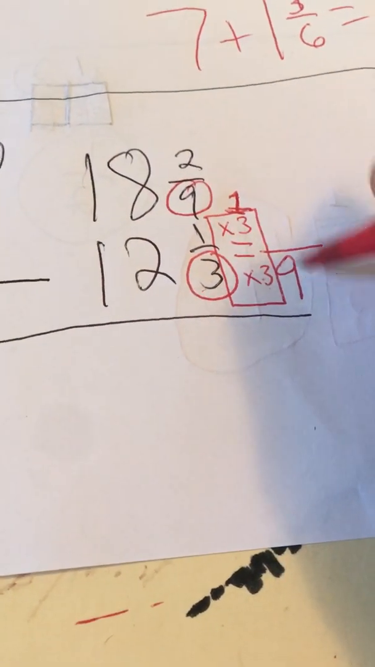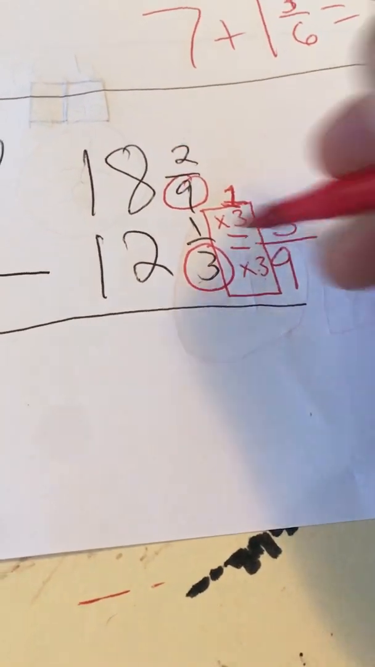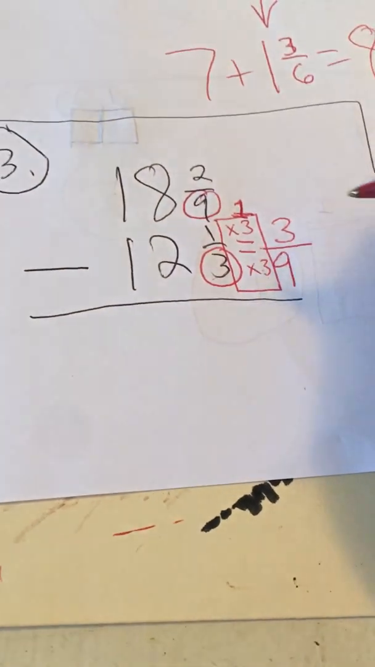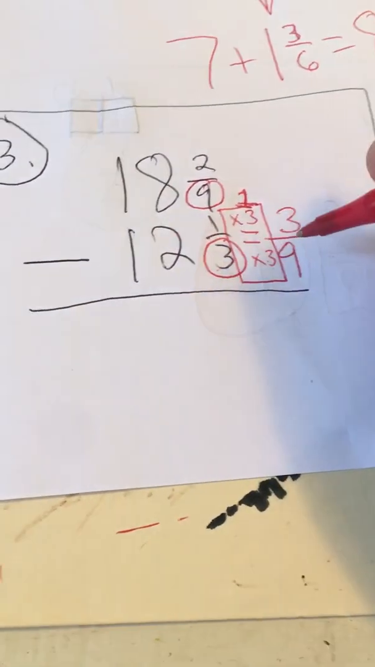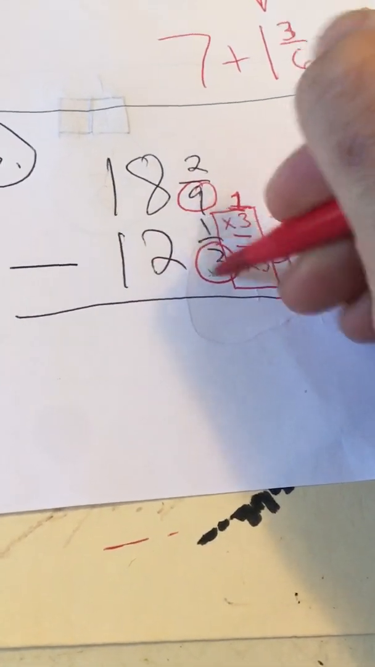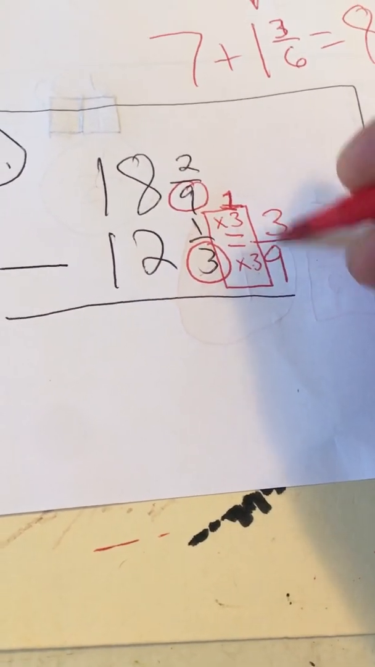So 3 times 3 was 9, and 1 times 3 is 3. So 1/3 and 3/9 are equivalent. They're exactly the same value. So we're going to take it, instead of calling it 1/3, we're just going to rename it for now to 3/9, because that's the same thing.